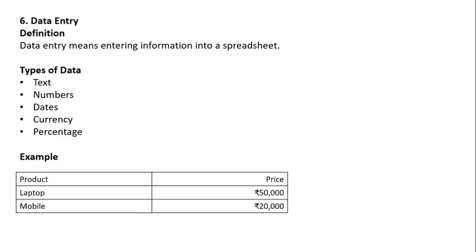Six is data entry. Data entry means entering information into a spreadsheet, and the types of data are text, numbers, date, currency, and percentage. For example, product and price: a laptop is 50,000, and mobile is 20,000.